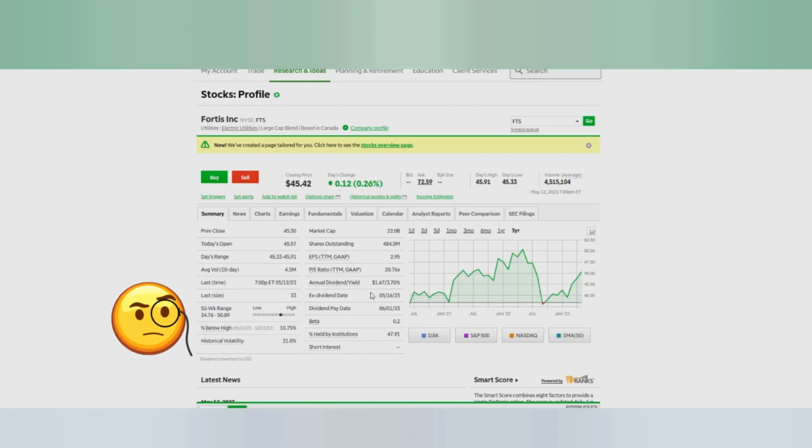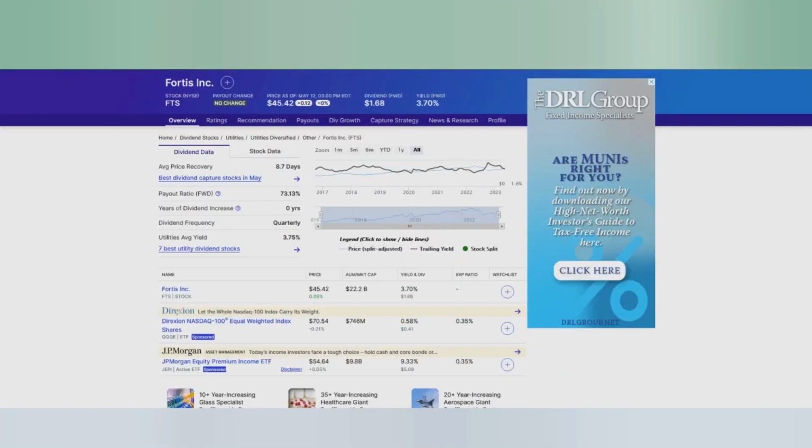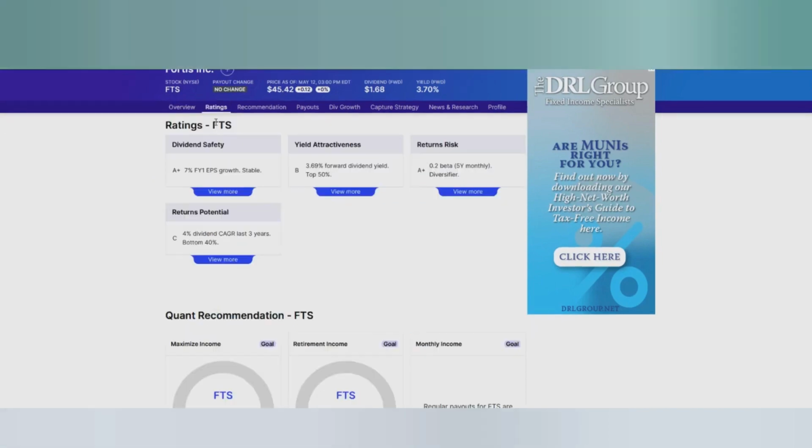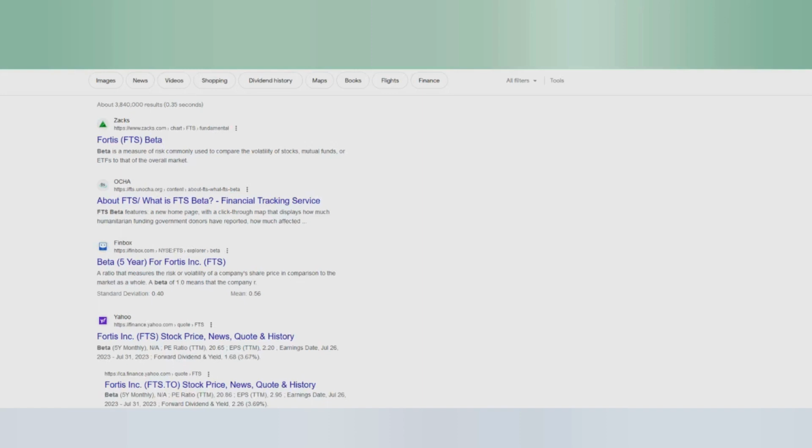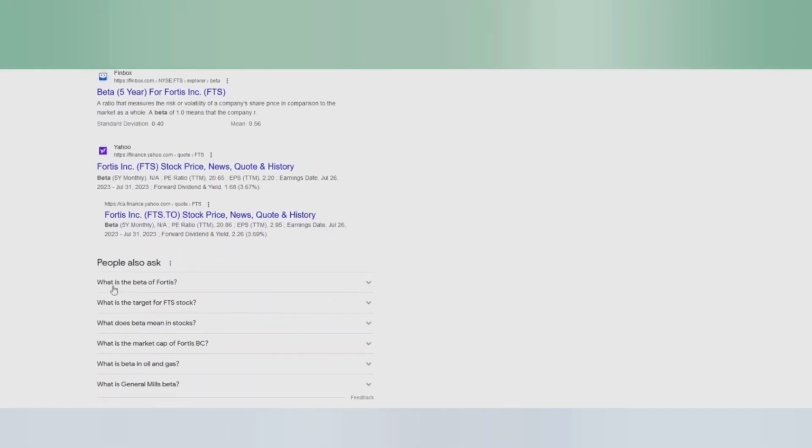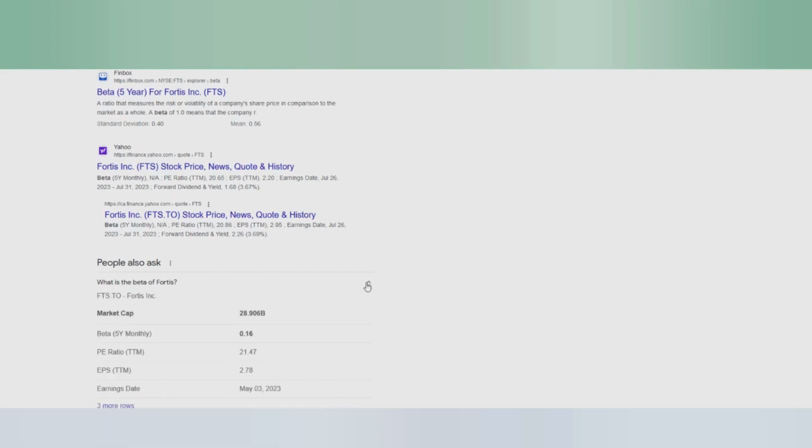And here you can see Fortis has a beta of 0.2, which, as you'll see a little bit later as compared to other companies, is extremely, extremely low. And if you don't have TD Ameritrade, you could go to a place like Dividend.com, and here I've searched for FTS, and under the Ratings tab, you can see right here, Returns Risk, 0.2 beta. Or go to Google and put in FTS beta, and you can see right here, what is the beta of Fortis? And there you go, 0.16.